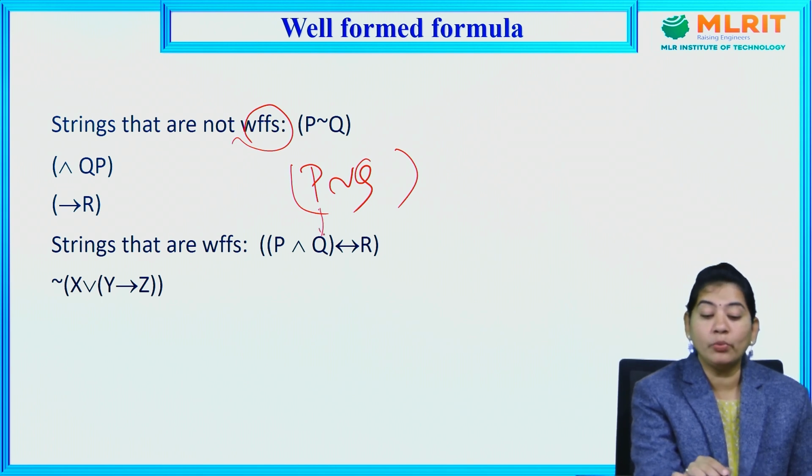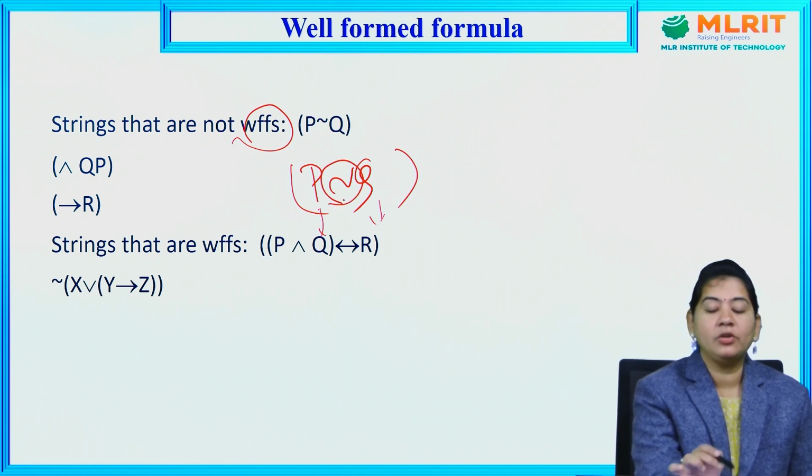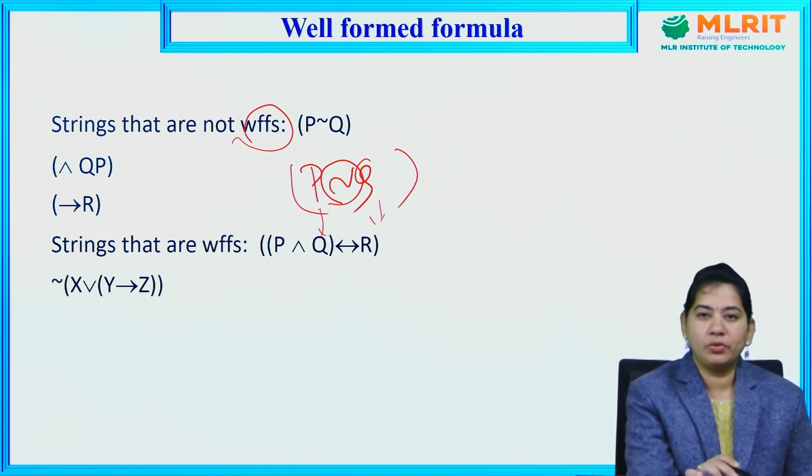Because here we have two variables, so for the two variables you need to use a binary operator. We don't have a binary operator here. We have only a unary operator, and that too only for Q. As we have two variables, you need to use a binary operator, so that is missing here. That's why it is not a well-formed formula.